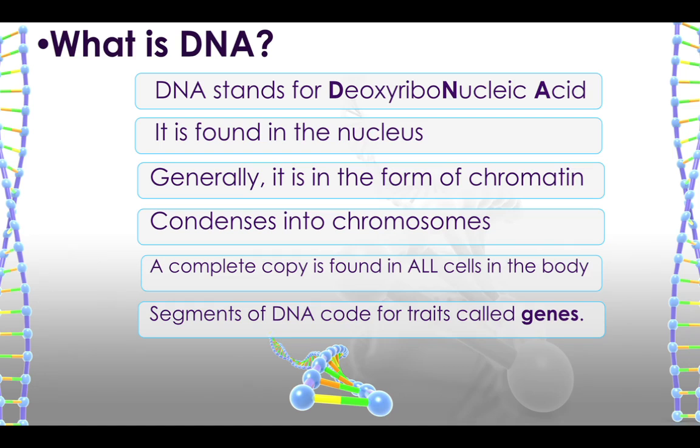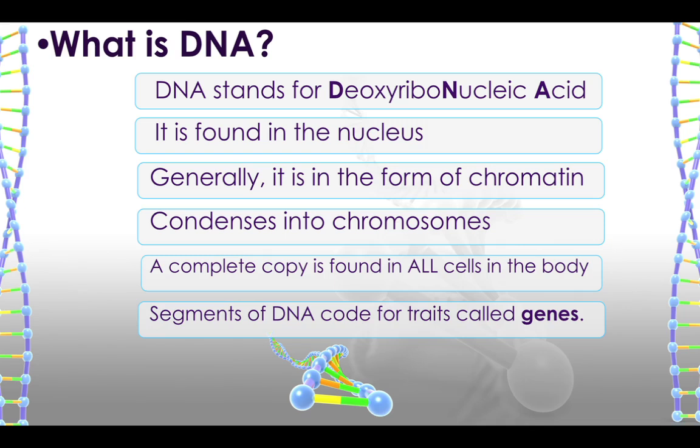So first off, to start off our discussion about DNA, we need to know what is DNA. So DNA stands for deoxyribonucleic acid. And so you can see where the DNA comes from. It's going to be found in the nucleus of all eukaryotic cells. Prokaryotes also have DNA, but it's circular and it just floats around in the cytoplasm.